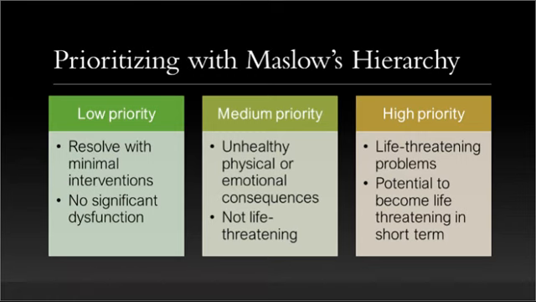Medium priority: unhealthy physical or emotional consequences, but not life-threatening. High priority: life-threatening problems, or potential to become a life-threatening problem in the short term. Again, that's how you prioritize. If it's life-threatening or has a potential very soon to become life-threatening, versus it has a potential but it's not right away and it's not life-threatening, that's how you prioritize those.